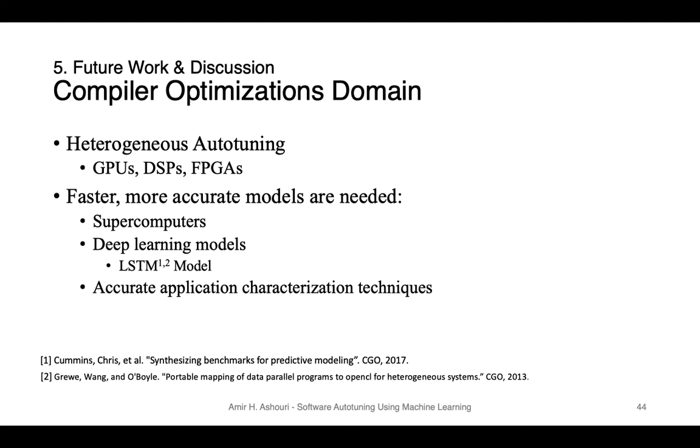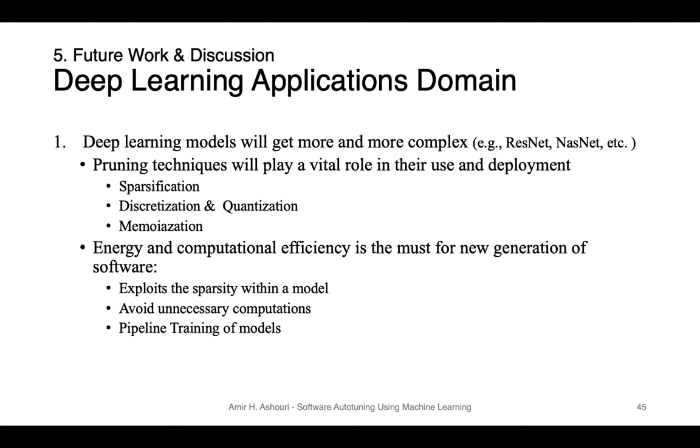In the case of the deep learning application domain, as I mentioned, deep learning models are getting more complex, and you saw the trend starting from LeNet-5 up to ResNet and NASNet. We have more complex models, and we need to be able to deploy them on mobile devices. So other pruning techniques like sparsification, discretization, quantization, and memoization are going to be handy for us. And this is the path I'd like to carry on my research, to come up with more energy and computationally efficient models to be deployed on mobile devices as well.